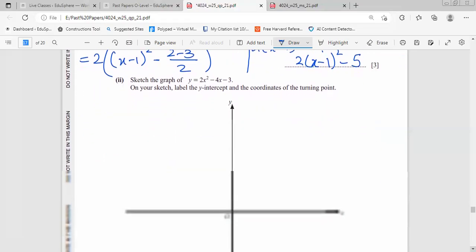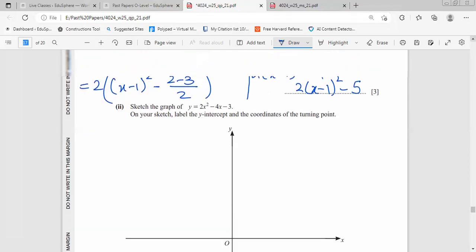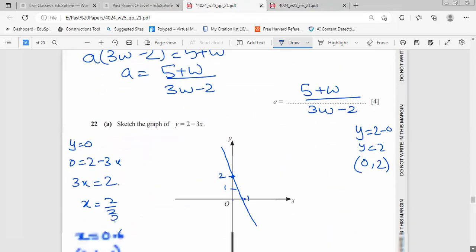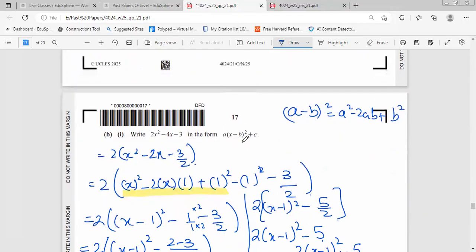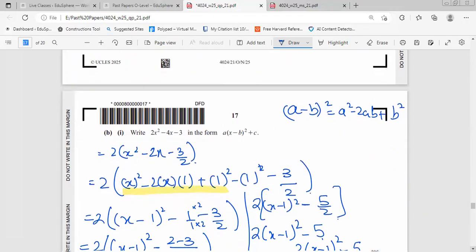Let me move on to this question. We have to sketch the graph and label the y-intercept as well. Okay, now what are we going to sketch? The graph of 2x squared minus 4x minus 3. It's already given, the same equation we used here. So we have to sketch the graph of this.